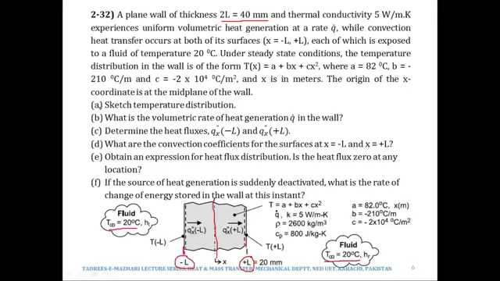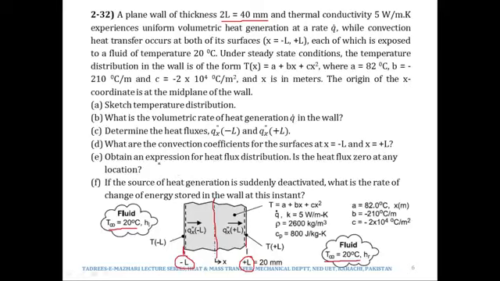There are several parts. The first part says sketch the temperature distribution. Sketch temperature distribution means we need to sketch the curve which is A plus Bx plus Cx square. Then it says what is the volumetric rate of heat generation q dot in the wall. In part C we have to determine the heat fluxes at the two faces, and part D says what are the convection coefficients at the two surfaces.